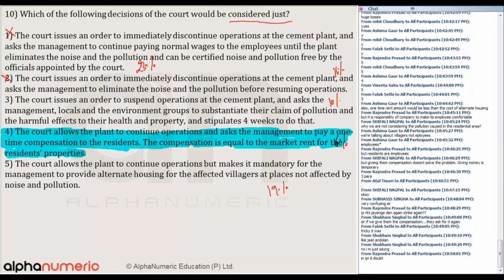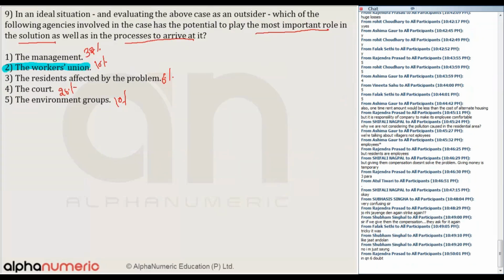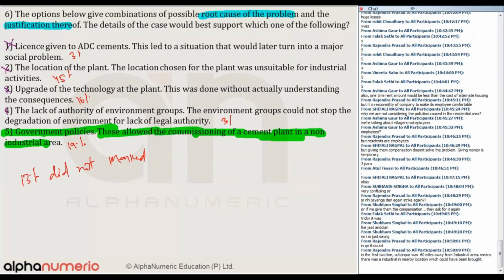Okay, now if you have any doubts in any of the questions, we can discuss that. Question number 6. Yes, what is the doubt in question number 6? In the first 2 lines, you are saying Sultanpur was 60 miles away from the industrial area. Yes, it means there was an industrial area in the nearby location which could have been bought. Yes. Then what do you want to say, Rajendra? What difference does it make?